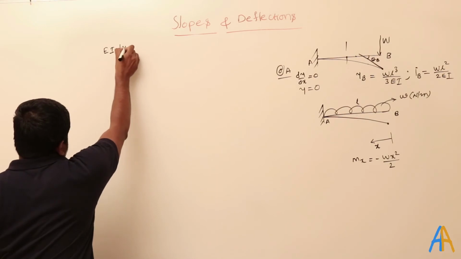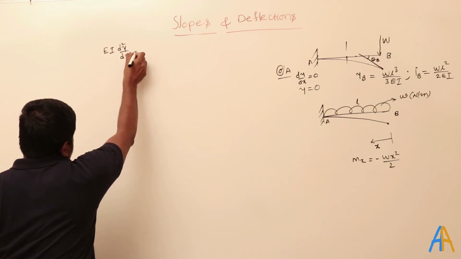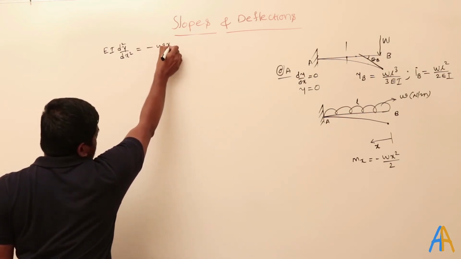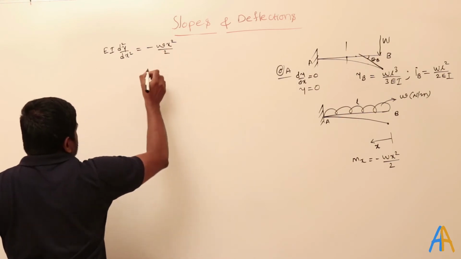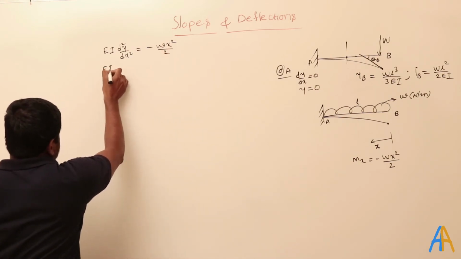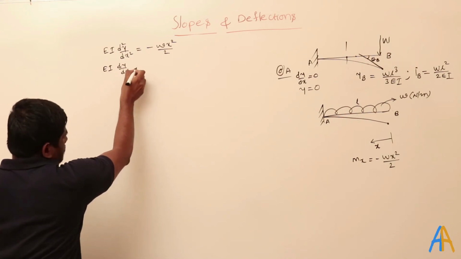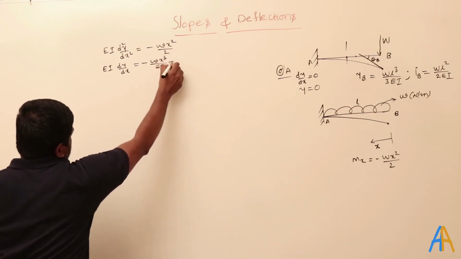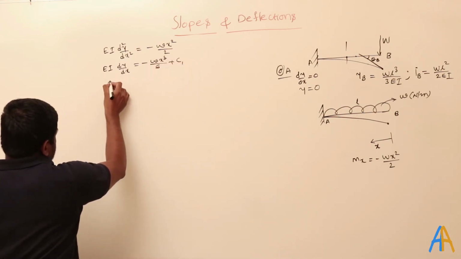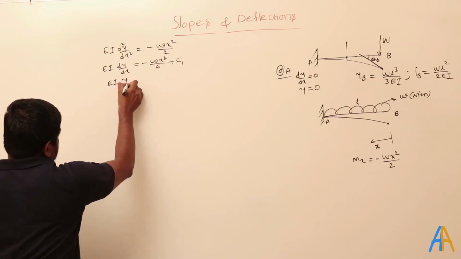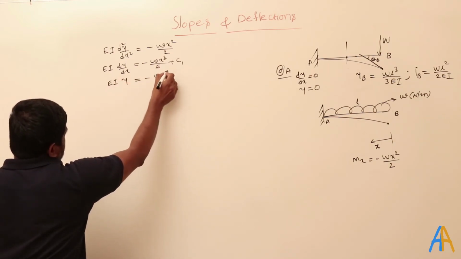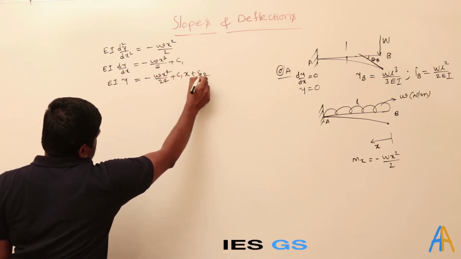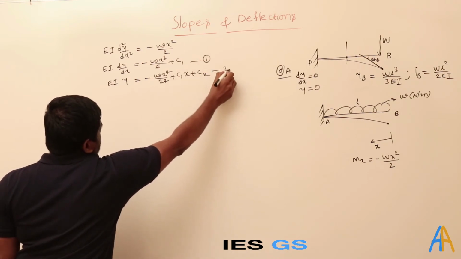So what is the formula? EI into d square y by dx square equal to minus small w x square divided by 2. This is the value. And if I integrate once, then dy by dx equals minus w x cube divided by 6 plus c1. Okay, and if I integrate again, then it will become minus w x power 4 divided by 24 plus c1x plus c2. Equation 1 and then equation 2.